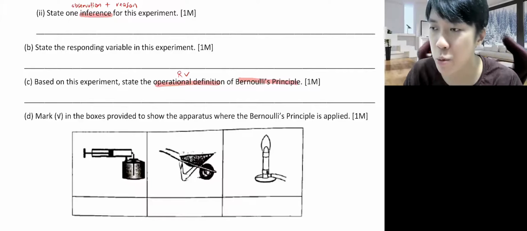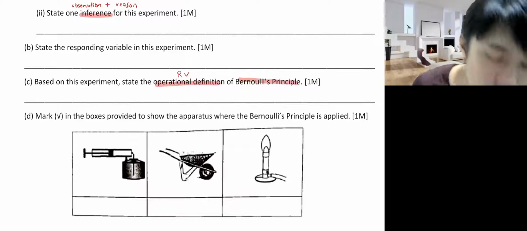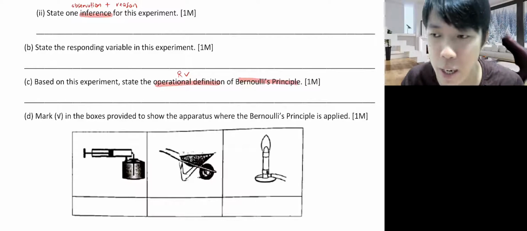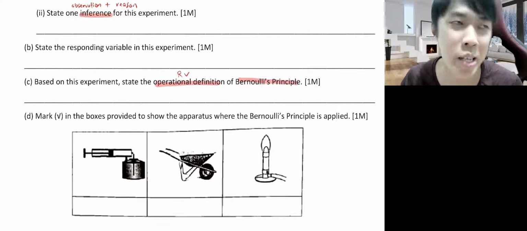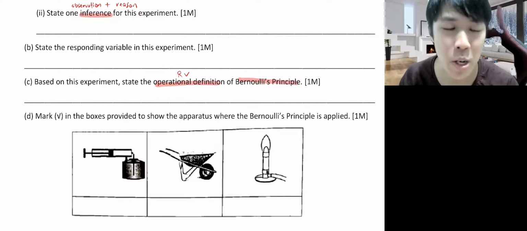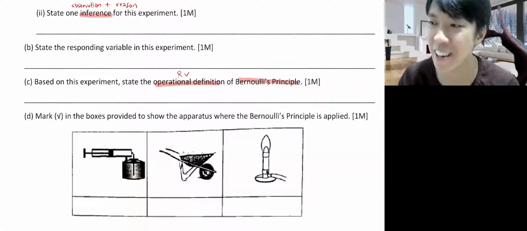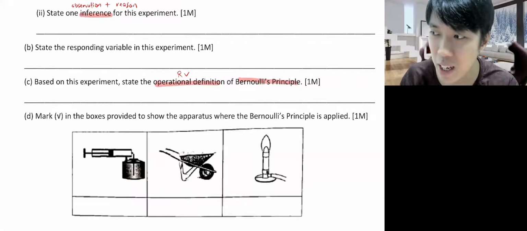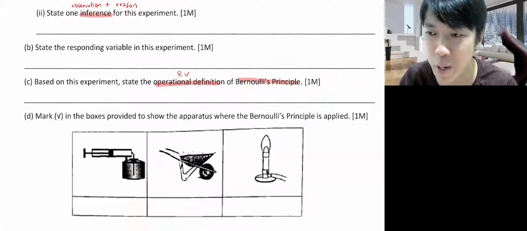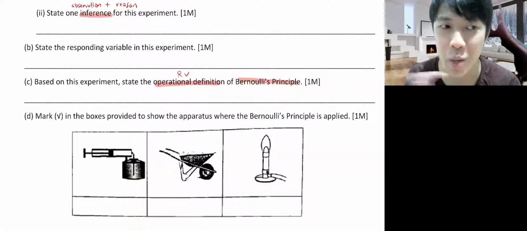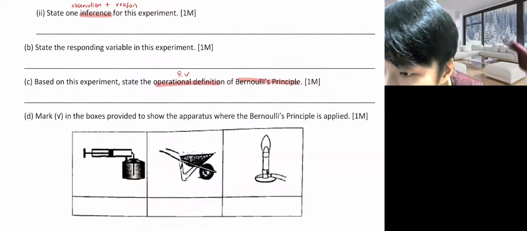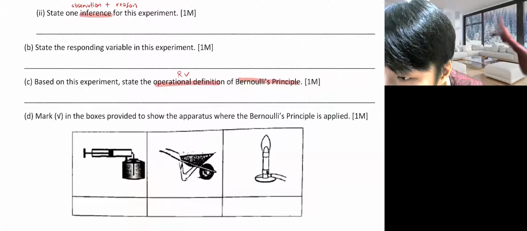Okay. So Bernoulli Principle, well, it's not a substance anymore. You can't use that. Usually we say like blah blah blah is a substance. But Bernoulli Principle is a principle. Then how can you connect to your responding? Means the water level, right? So Bernoulli Principle is where the water level.